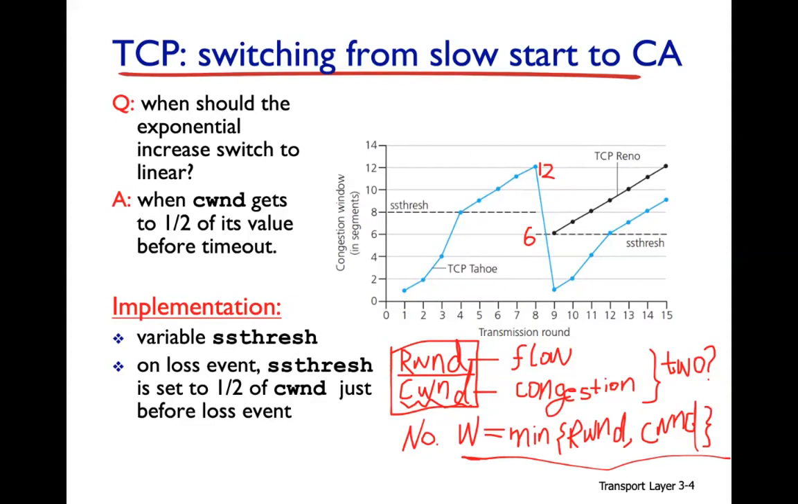The window size is determined by these 2 windows, but you combine them together and take the minimum one as dominant. So if my network performance is worse, then the congestion window will dominate my window size. If my receiver side has a limited buffer, then the receiver window will dominate the final window size. So this is what we have.